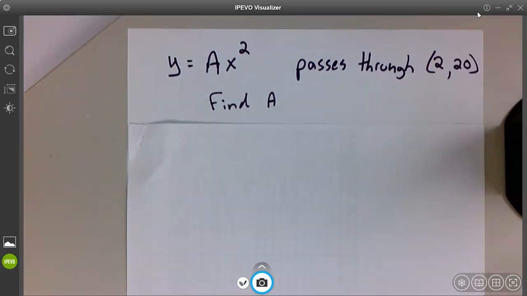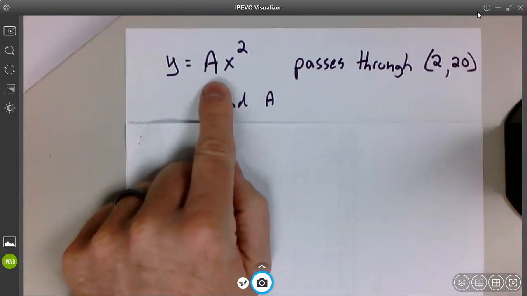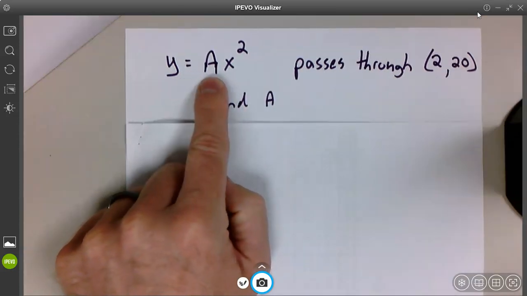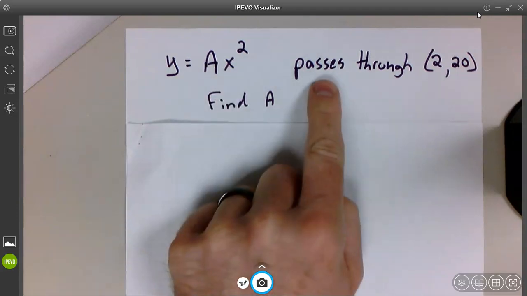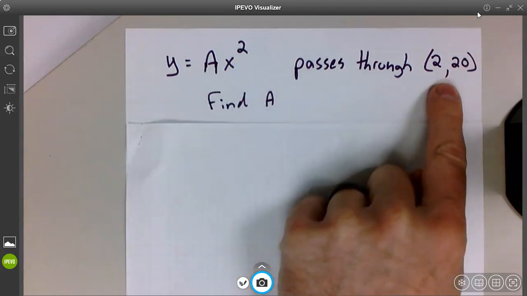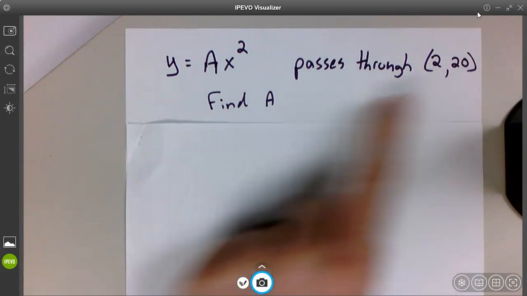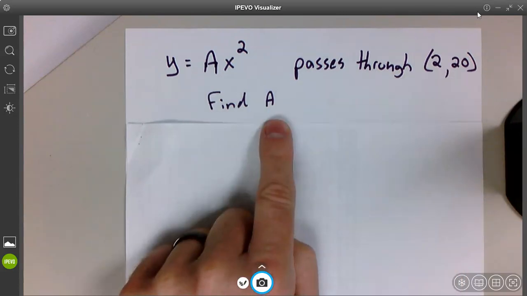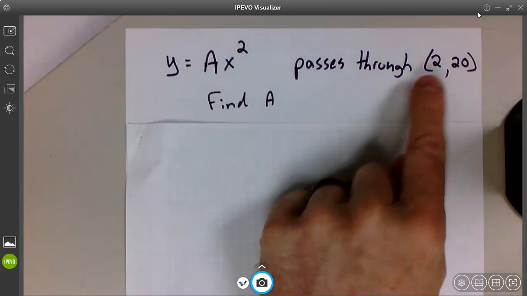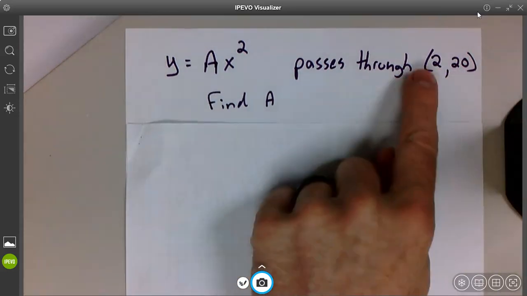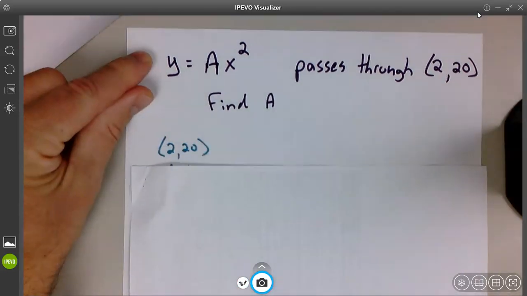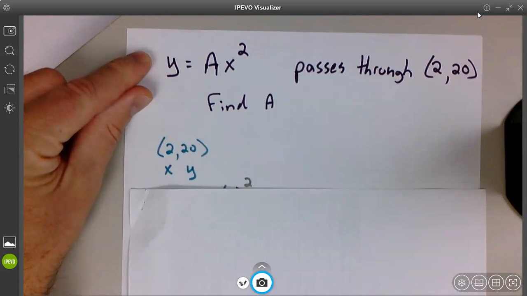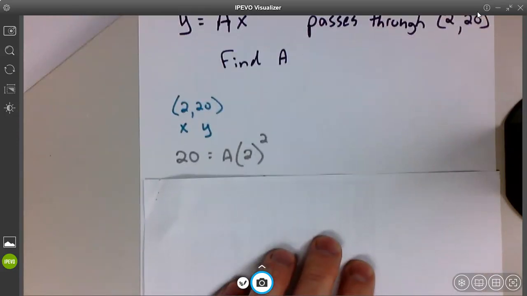It looks a little different, but it's the same process. I have this equation. In fact, this is a parabola. We'll get to that, a quadratic. Y equals ax squared. I know that if I graph that, it would pass through the point 2 comma 20. I need to figure out what a is. A is the unknown. A is the mystery guy. So again, 2 comma 20. That's an x, that's a y. We take the x out and replace it with a 2. We take the y out and replace it with a 20.